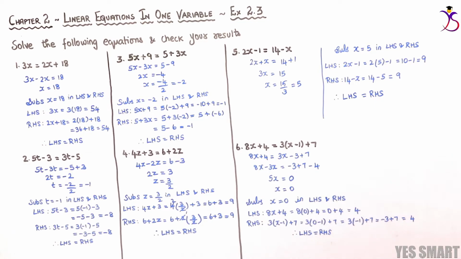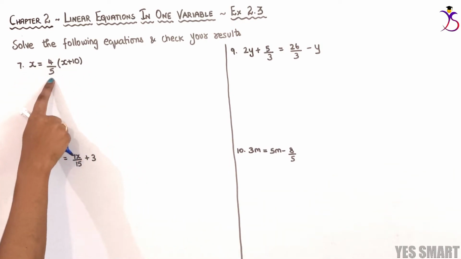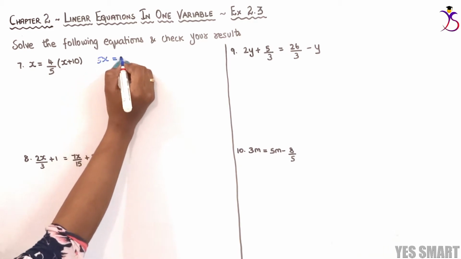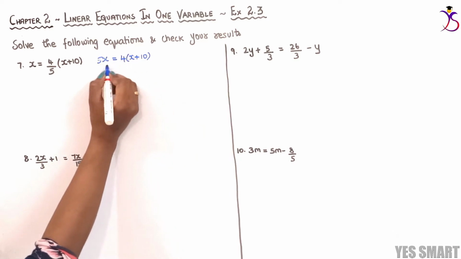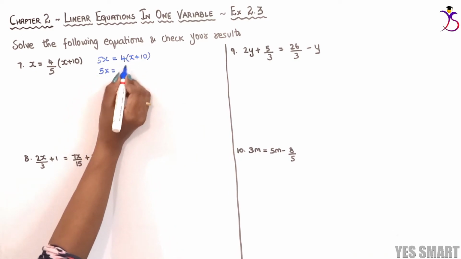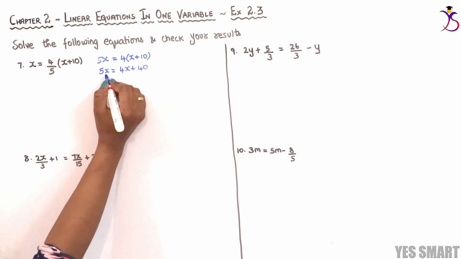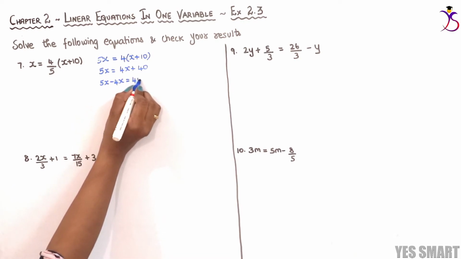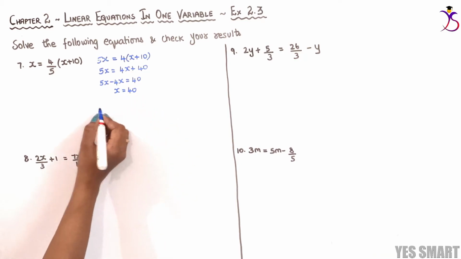Hence verified. Now let's discuss the seventh sum. Let's transpose the 5, which is in division. It becomes multiplication. So 5x is equal to 4 into x plus 10. Let's open the bracket. 5x is equal to 4 into x, 4x, plus 4 into 10, 40. Now let's transpose this 4x to the left hand side. So 5x minus 4x is equal to 40. 5x minus 4x is x. So x is equal to 40.